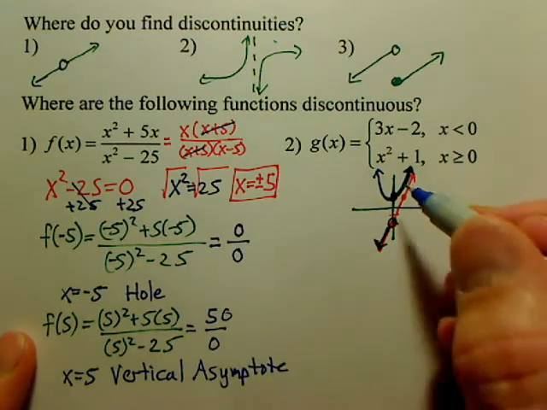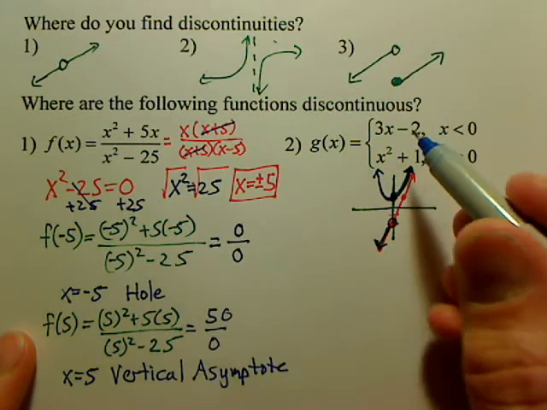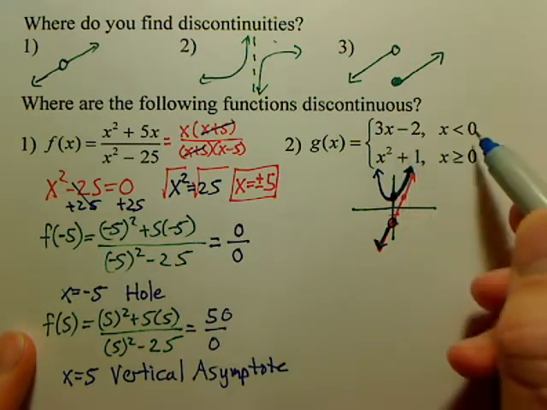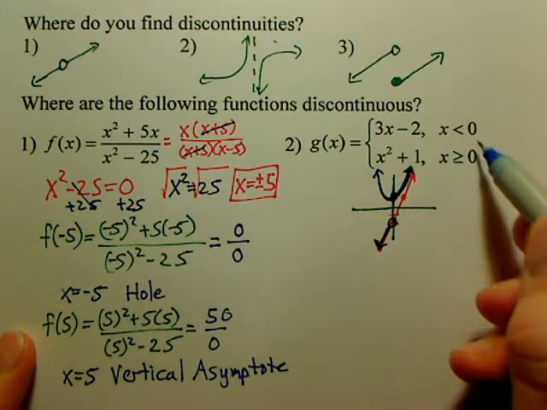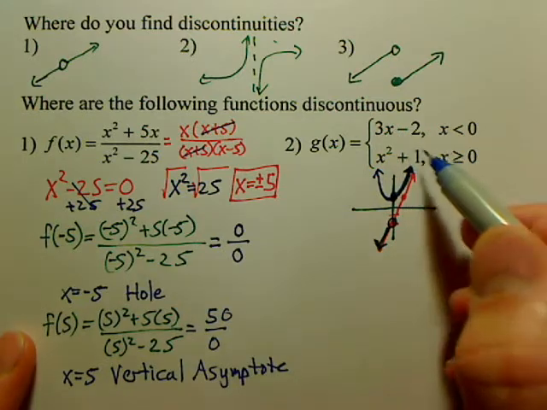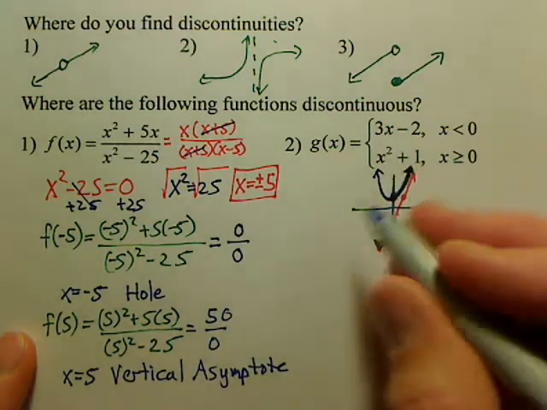So what you basically do when you find discontinuities is make sure these two graphs meet at this value. Since this is 0, I want to see if these two are equal at 0. Okay, so I'm going to plug 0 into this function.